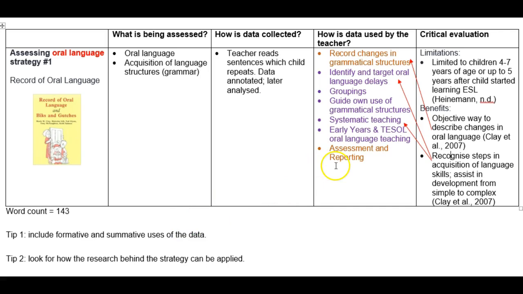The more summative uses of the data are used at the end to measure where a child is at. This might be for assessment and reporting purposes, or over time to record changes in a child's use of grammatical structures. Importantly, even though I've identified this bit as a summative use of the data, in order to know if there's been changes, then this sort of assessment would have to happen at the start. So used formatively initially and then followed up at the end for summative purposes. So you've got that growth over time.